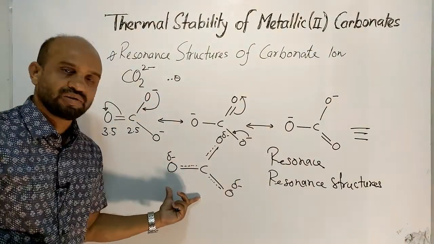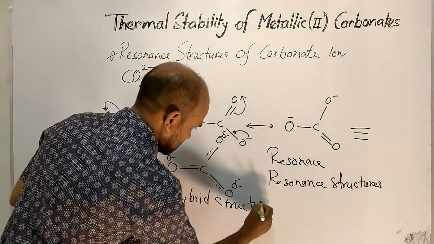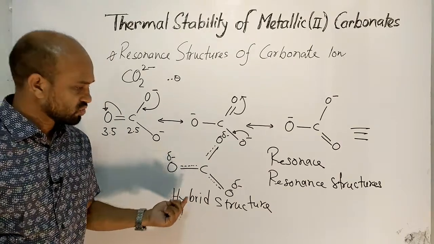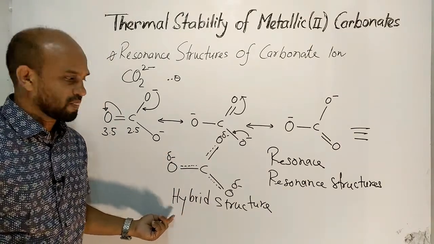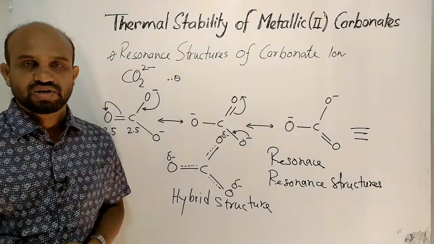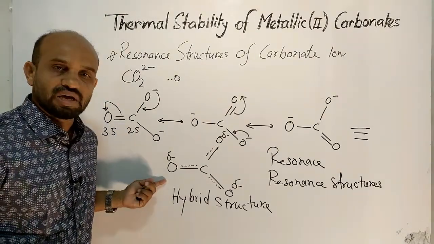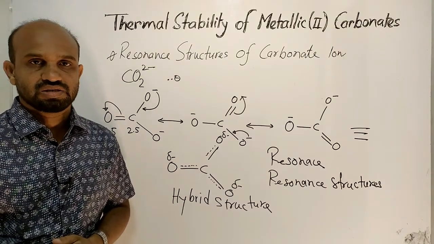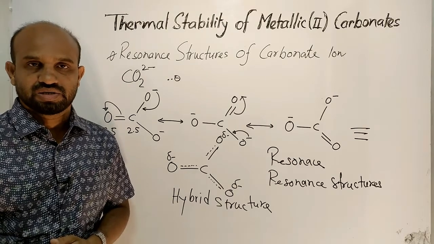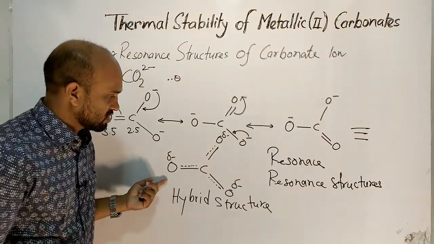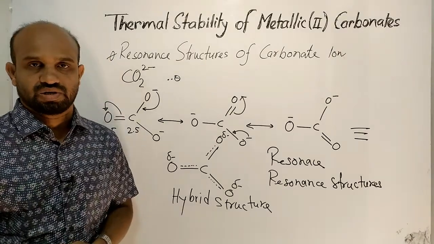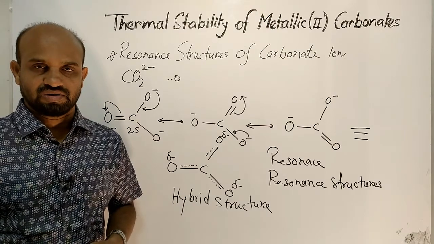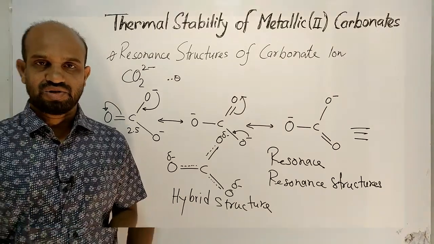And finally, hybrid structure. This is hybrid structure of carbonate ion. So what is hybrid structure? Hybrid structure is defined as the average structure of two or more resonance structures, and this is the hybrid structure of carbonate ion. This is all about resonance structures of carbonate ion. Let's see the next point.